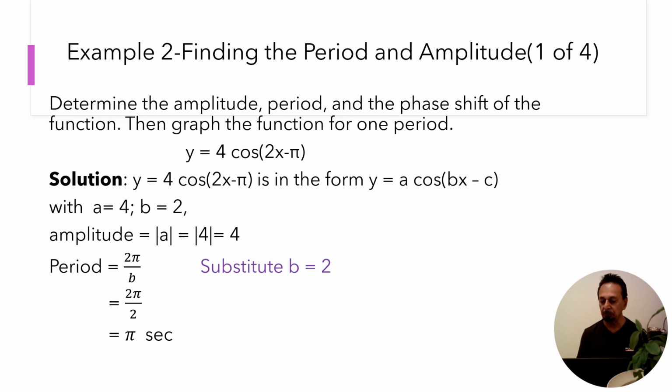Example 2. Determine the amplitude, period, and the phase shift of the function. Then graph the function for one period. So here's the function, y is equal to 4 times cosine of 2x minus pi. So first find the amplitude. The 4 is a and the b is 2. And so the amplitude is the absolute value of a, which is the absolute value of 4, which is 4. Period is 2 pi over b, b is 2. So we get 2 pi over 2, which becomes pi seconds.